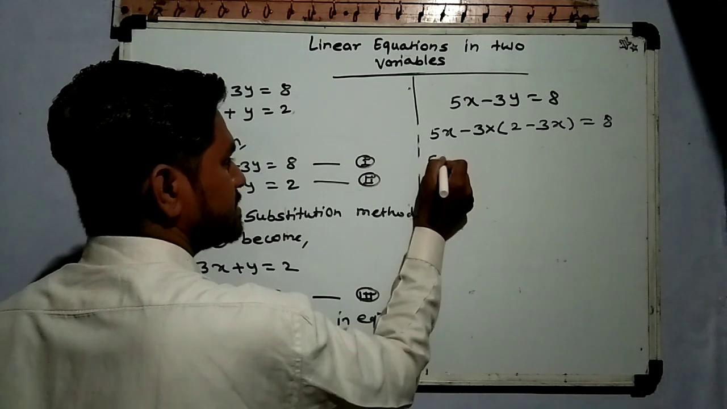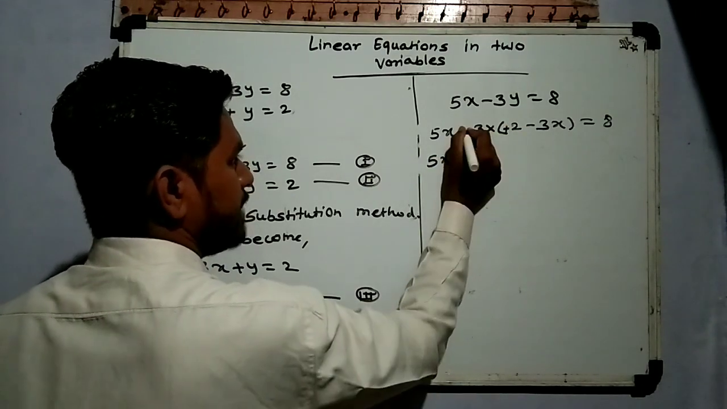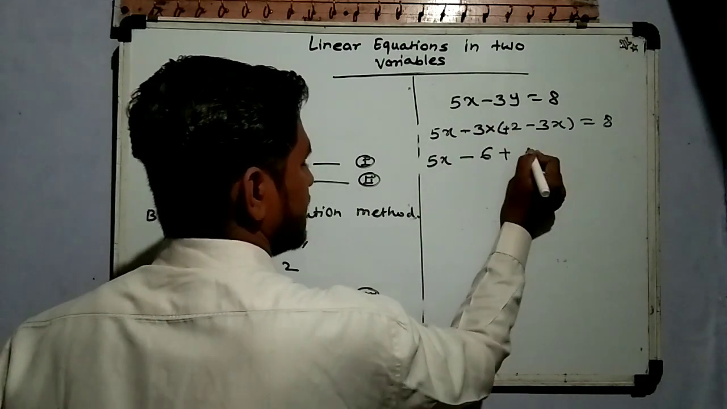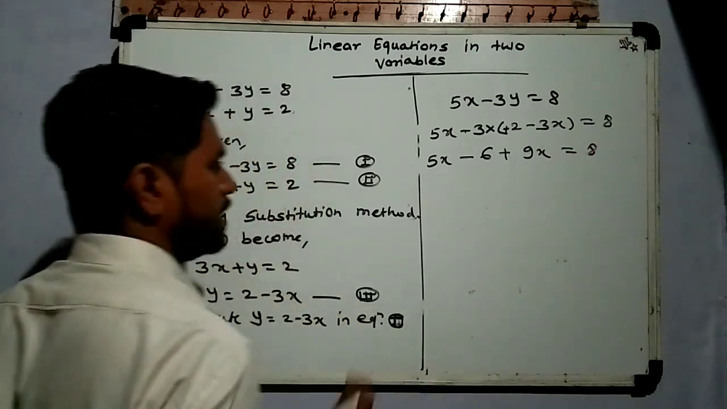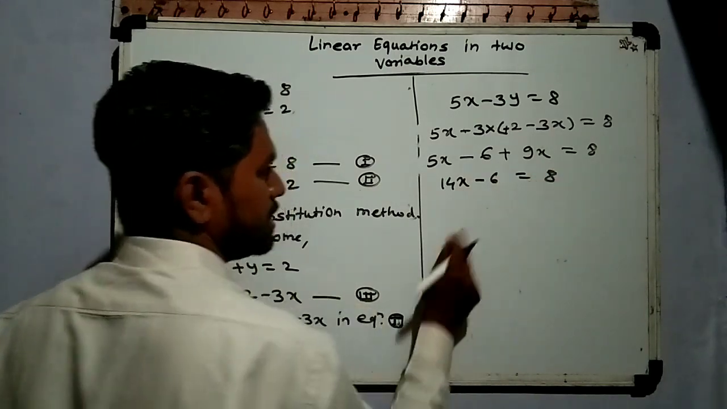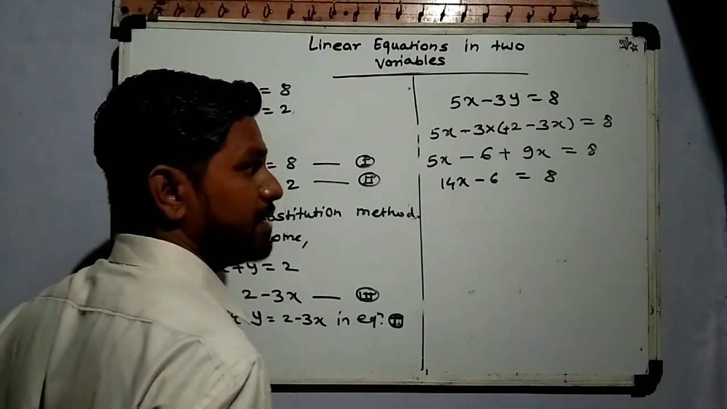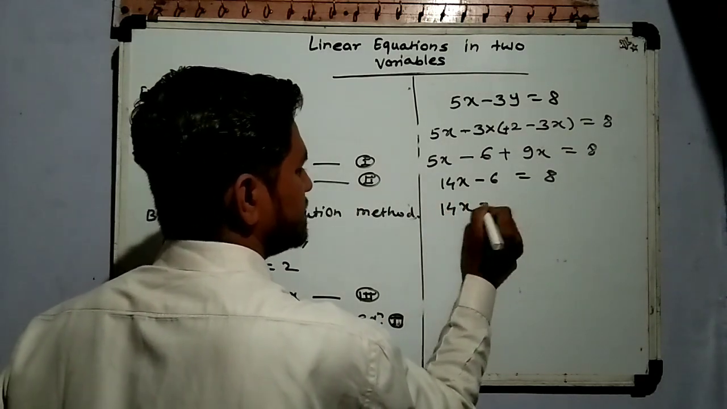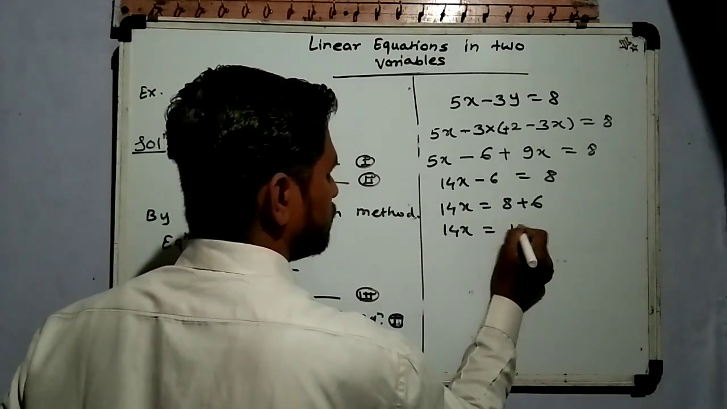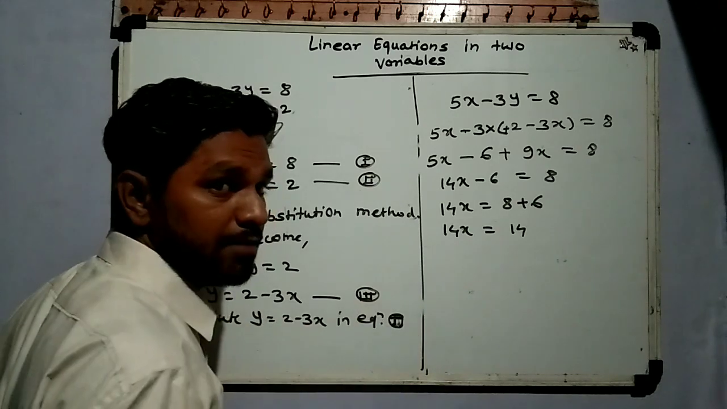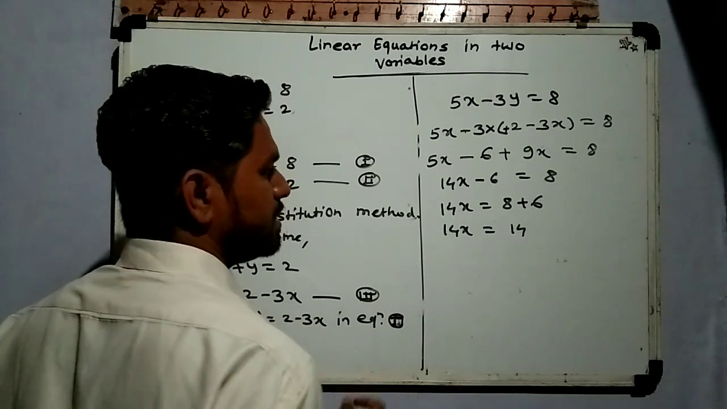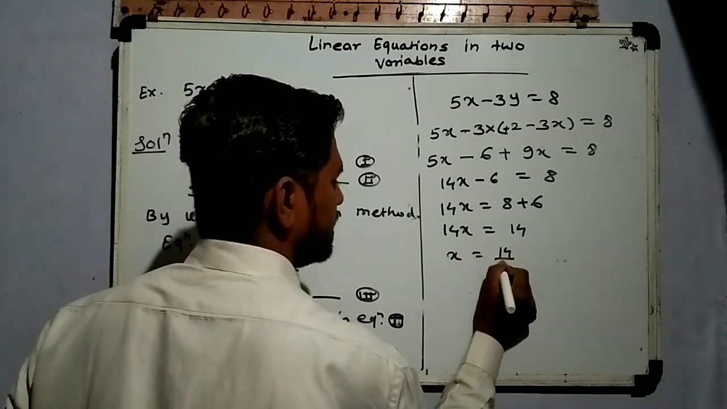So multiplying: minus into plus, minus 3 times 2 is minus 6; minus into minus, plus 3 times 3x is plus 9x, equal to 8. Okay, 5x plus 9x how much? 14x minus 6 is equal to 8. So minus 6 shifted after the equal sign becomes plus 6. So 14x is equal to 8 plus 6, which is 14. Between 14 and x there is no sign, which means multiplication. So when you shift the 14 to the other side it becomes divide. So x is equal to 14 divided by 14.